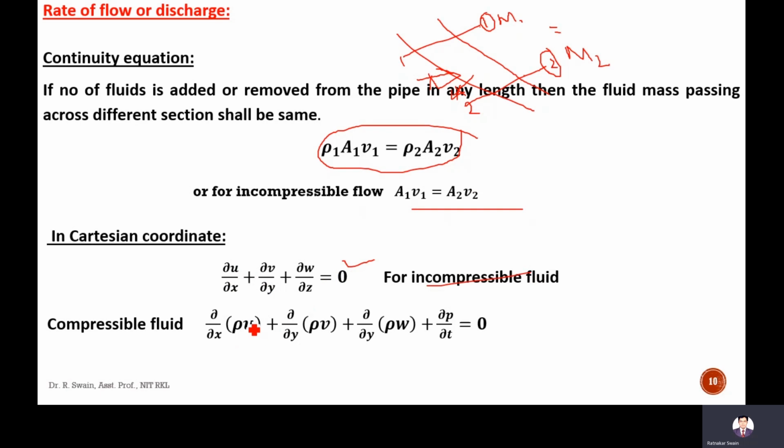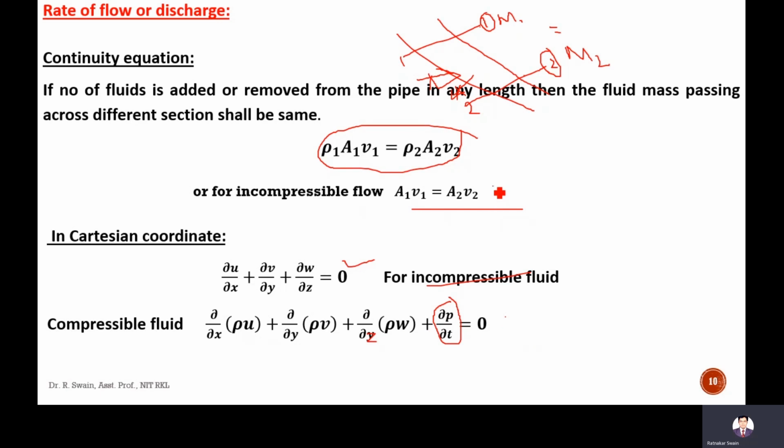If it is compressible, then you have to consider ρ, and since ρ is changing with respect to time, you have to take the time factor ∂ρ/∂t. So ∂/∂x of ρu plus ∂/∂y of ρv plus ∂/∂z of ρw plus ∂ρ/∂t is equal to 0. This is the equation for compressible fluid. That is the continuity equation.